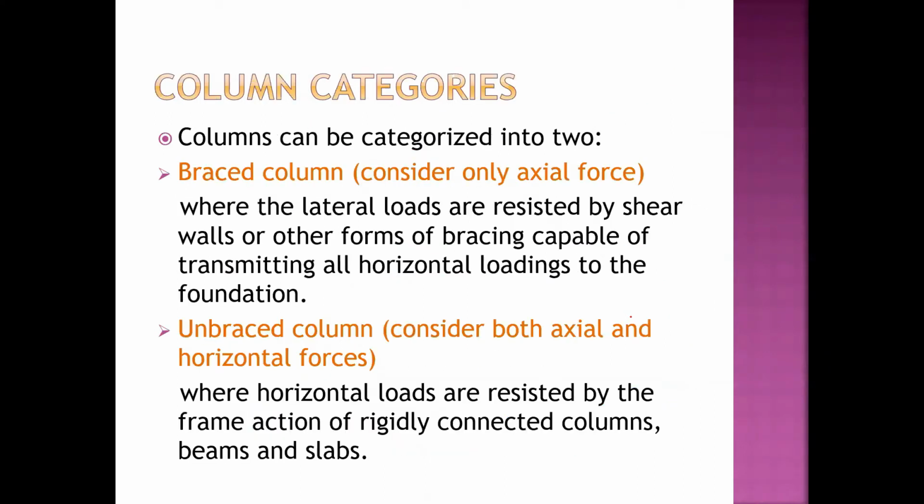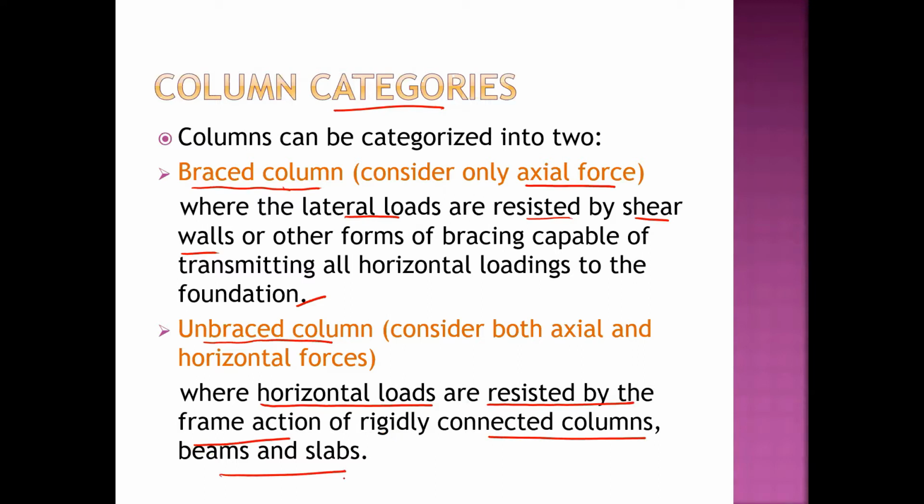And columns can be divided into 2 categories, which is the braced columns and the unbraced columns. For the braced columns, the design will only consider the axial force, because the lateral loads are resisted by the shear walls or other forms of bracing capable of transmitting all horizontal loads to the foundations. For the unbraced columns, the horizontal loads are resisted by the frame actions of rigidly connected columns, beam, and the slab.